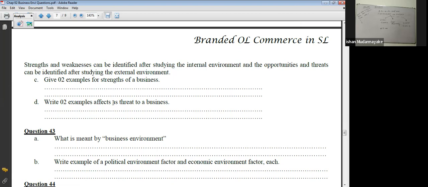And then write two examples that affect as threats to a business. Write down two strengths of a business organization, and then two examples that affect as threats to the business. You can write down some of the threats and some of the strengths of a business organization.